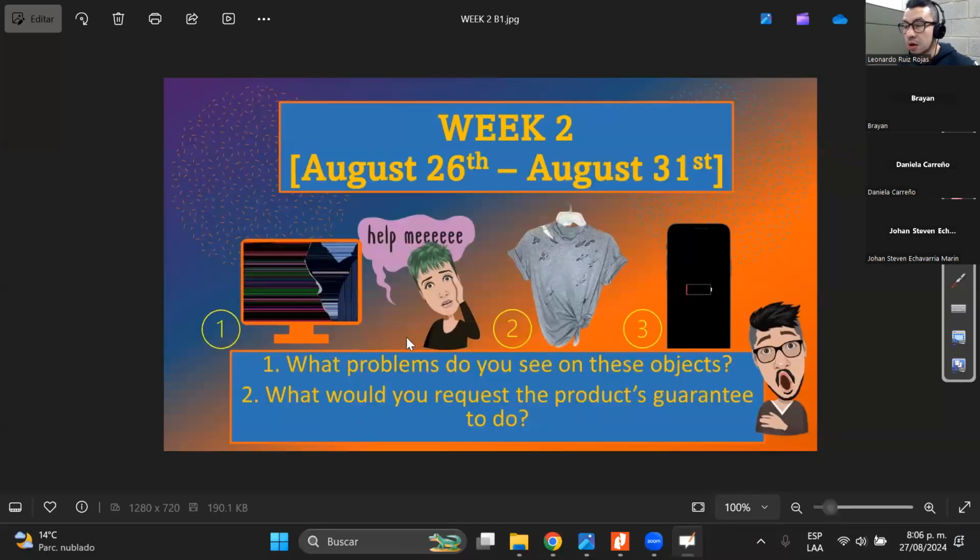For example, what problems do you see in these objects? And what would you request the product's warranty to do, right? In this case, we have three objects: a monitor, a t-shirt, and a cell phone, a smartphone. What problems do you see? Do you see any kind of problems over here? Oh, it's fine. The object is good.